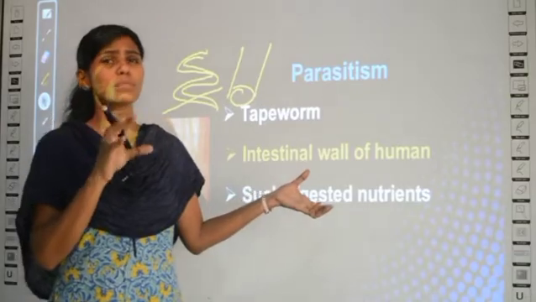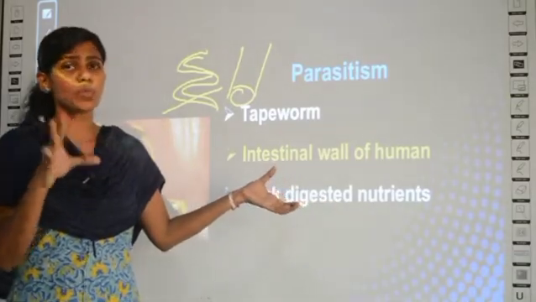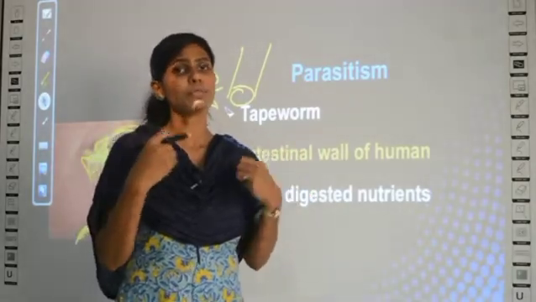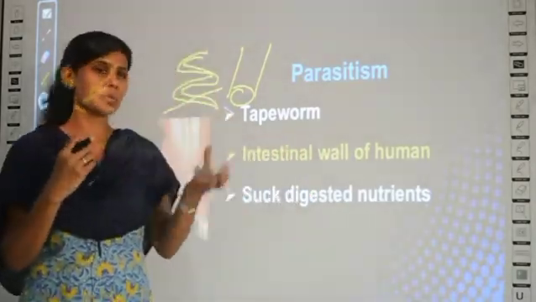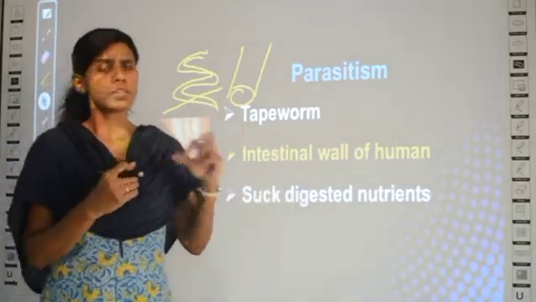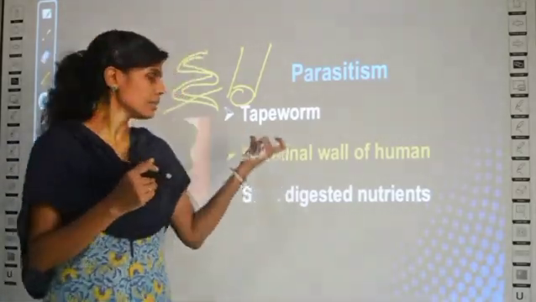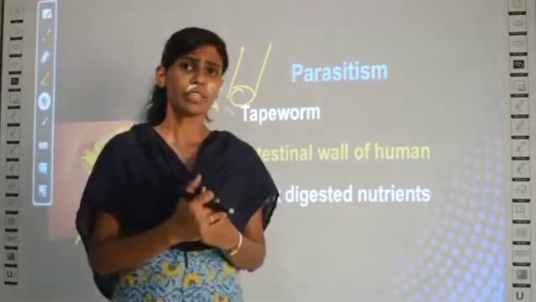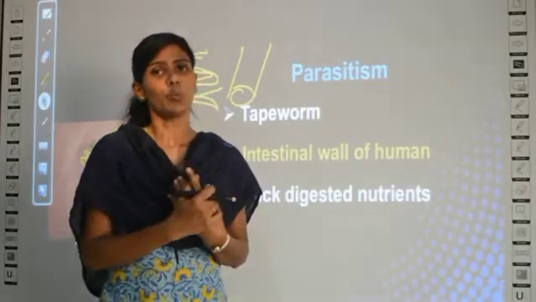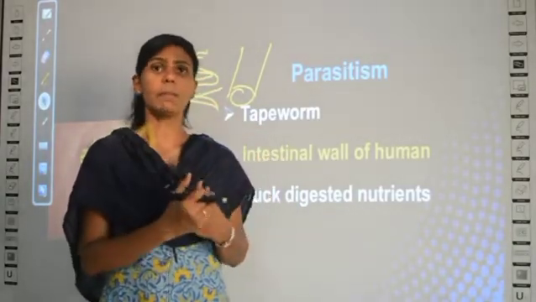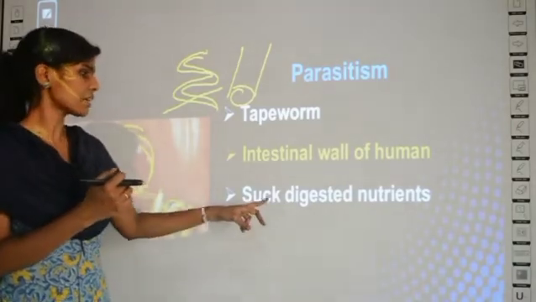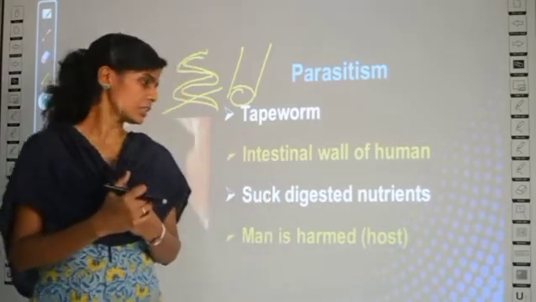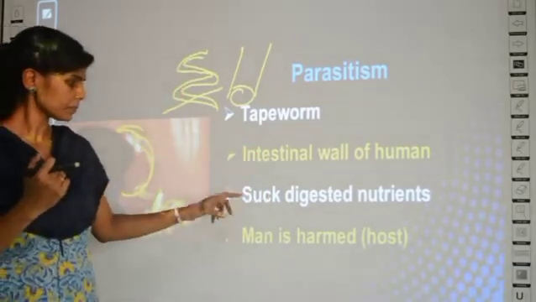Because when there are worms in your intestine, the nutrients, especially for small children, will not be absorbed by their body and most of the nutrients will be taken up by these worms. So who is benefited here? The worms, the tapeworms, are benefited. Who is affected? The child is affected because the intestine is full of worms and the nutrients are all taken up by the tapeworm. They suck the digested nutrients, whatever the child has digested and has in the intestine, it is taken up by the worms.